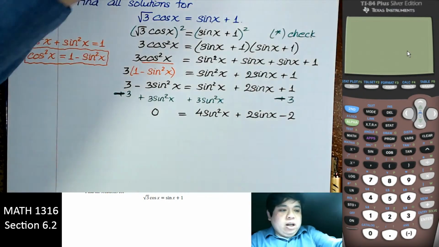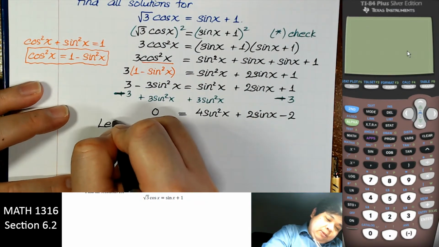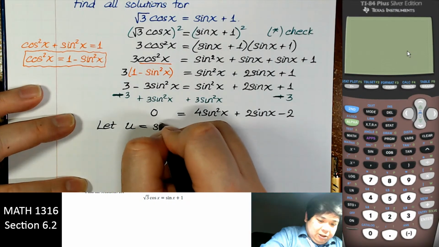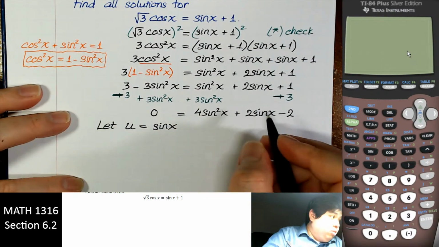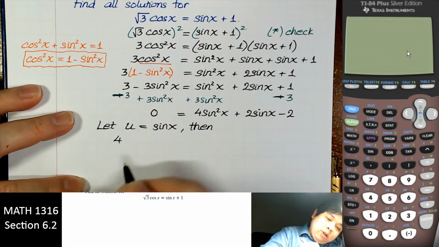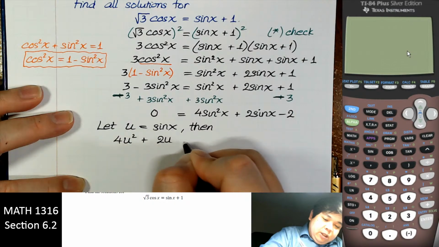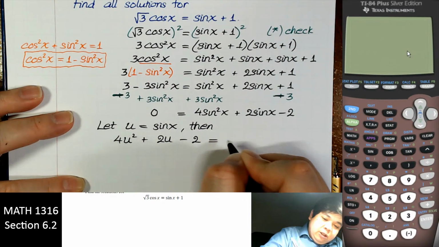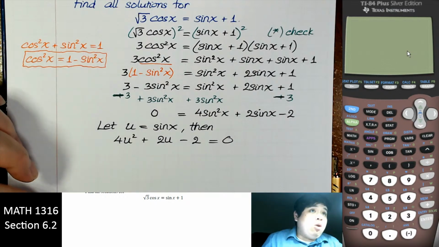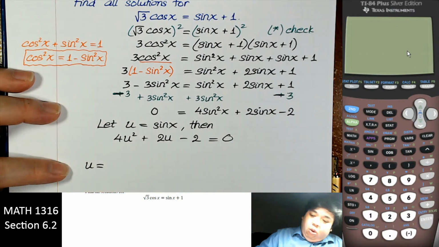So the same thing can be done. Let u equal sine x. So this becomes 4u square plus 2u minus 2 equals 0. And then we just solve for it using the quadratic formula.